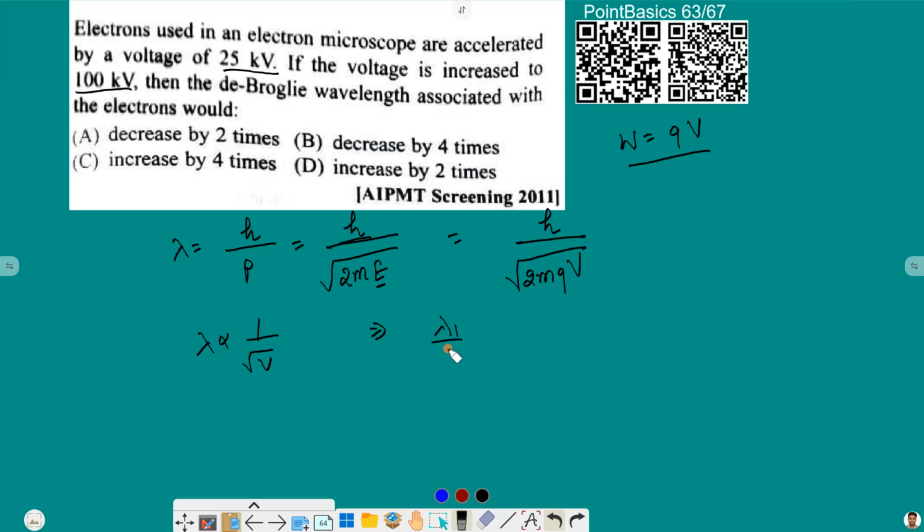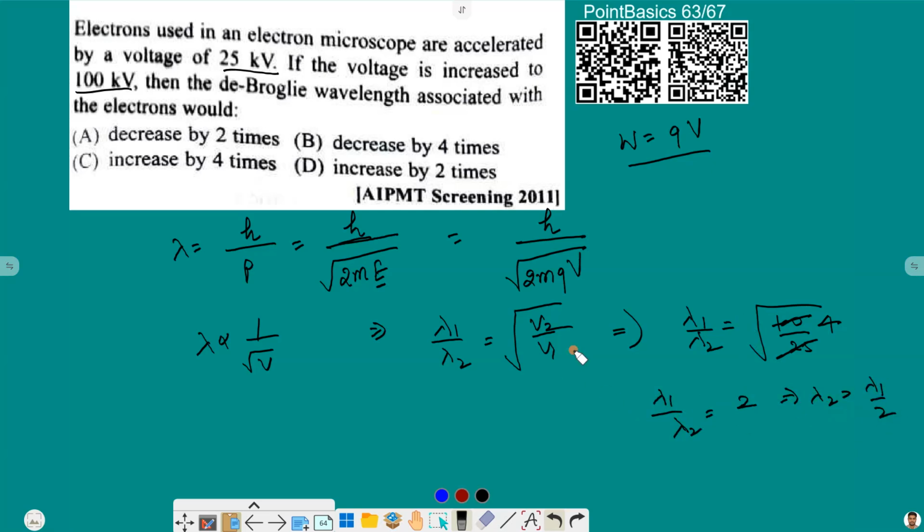So from this, lambda1 by lambda2 will be equal to under root of V2 by V1. So lambda1 by lambda2 will be equal to under root of 100 by 25. So this will be under root 4, which will give us 2. Lambda1 by lambda2 is 2, and lambda2 is lambda1 by 2. So it decreases by 2 times. That is option A for us.